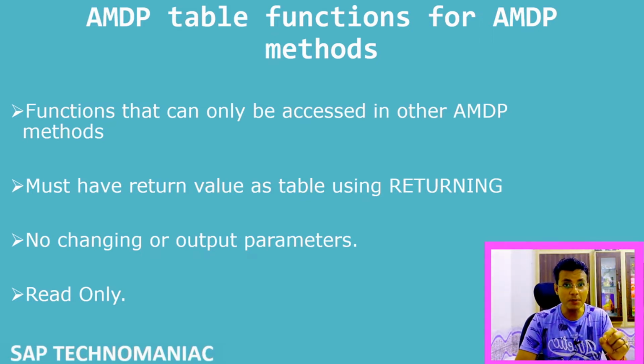The most important thing about these kinds of AMDP table functions is that we can't directly call them in our ABAP program report, but we can call these table functions inside another AMDP function or AMDP procedure.